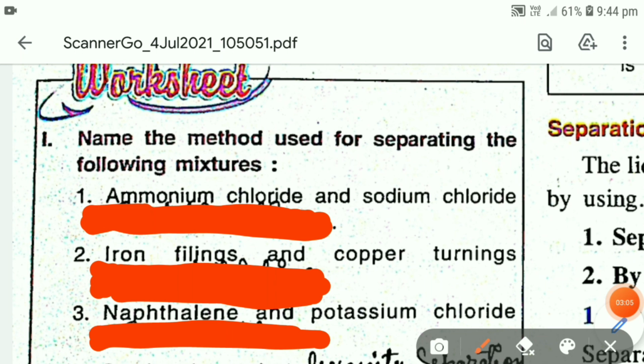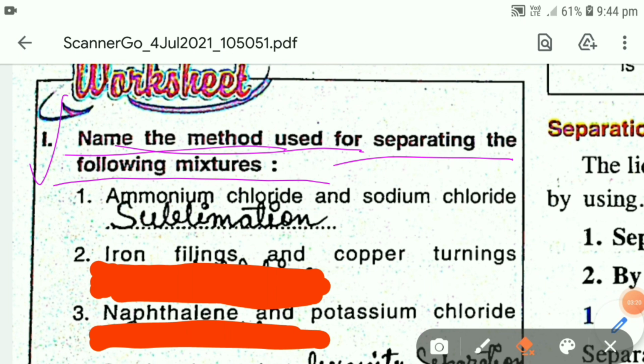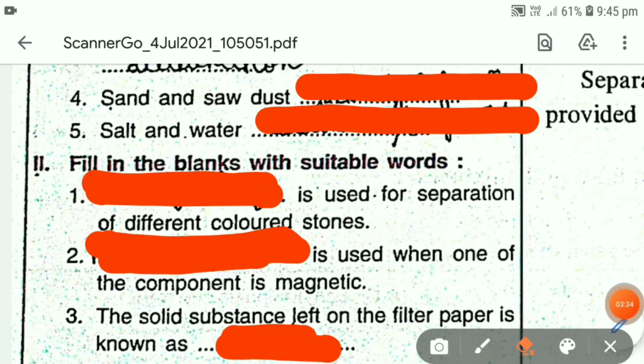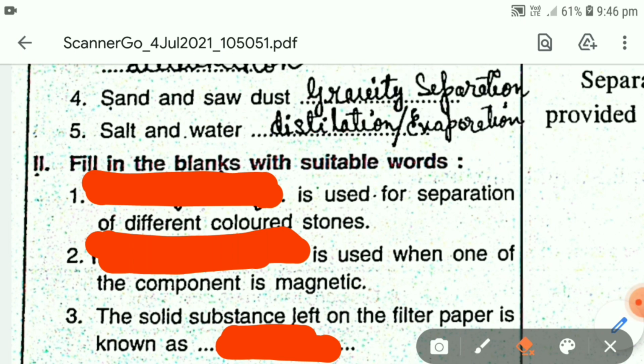So children, we have some exercises. The first one is: name the methods used for separating the following mixtures. It's really interesting. Let's do them. Ammonium chloride and sodium chloride are separated by sublimation. Iron filings and copper turnings are separated by hand picking. Naphthalene and potassium chloride are separated by sublimation. Sand and sawdust, that is gravity separation. Salt and water, distillation or evaporation too.